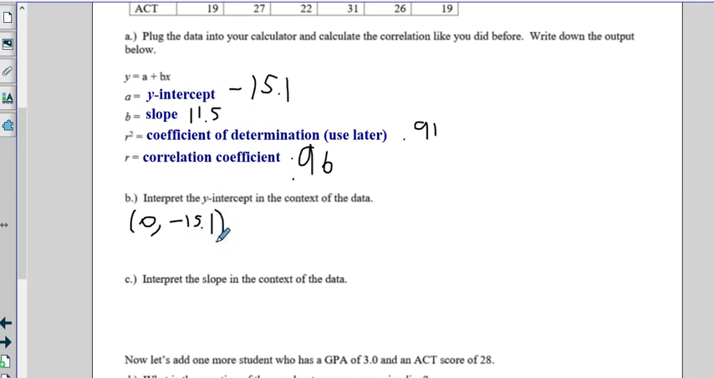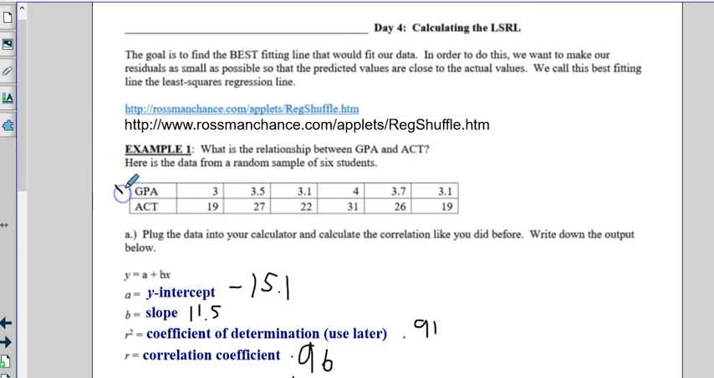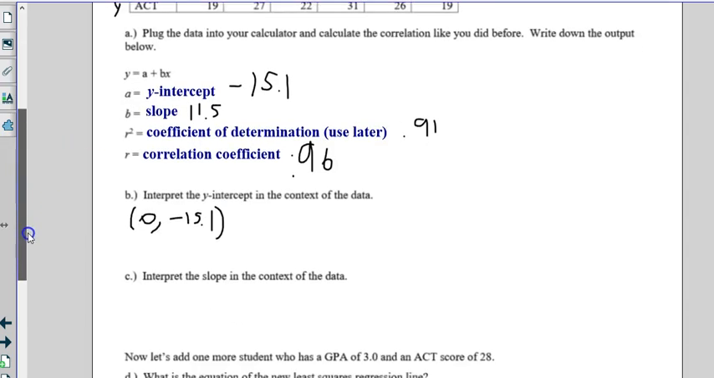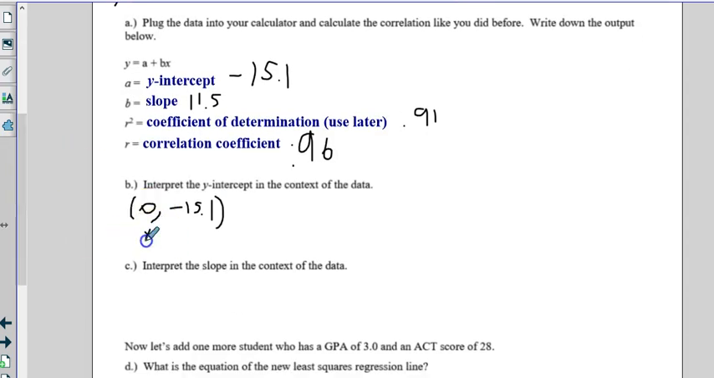Now, sometimes y-intercepts won't make sense. Remember, think about what x and y are in this problem. Let's go up and look. GPA is our x, ACT is our y. First off, it's pretty hard to get a 0 GPA, although some people might try. That means you have to get an F in everything. So right there, not too likely.